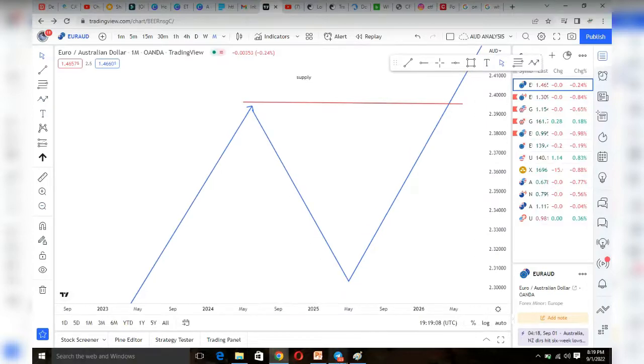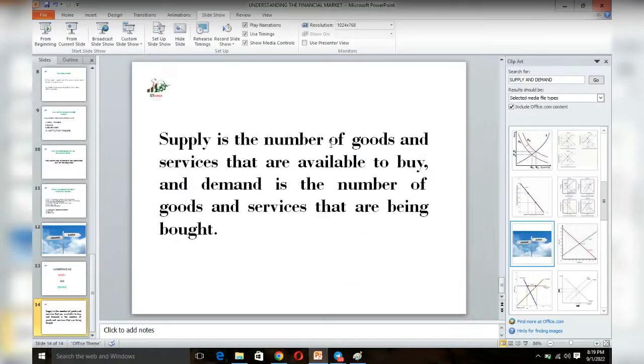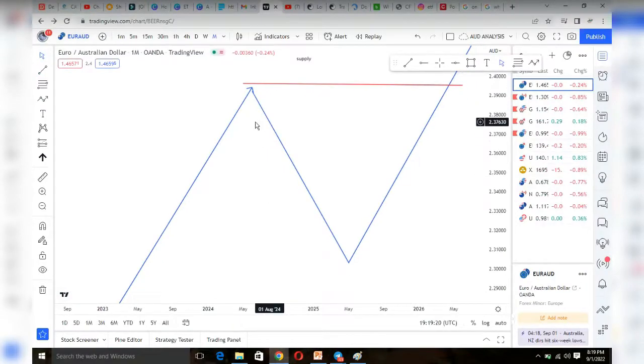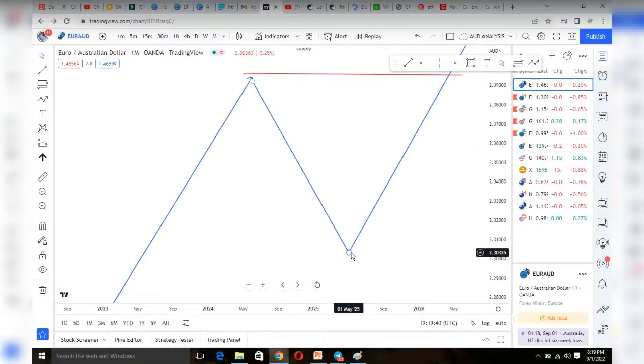So let's go back to the definition. It says supply is the number of goods and services that are available to buy. That means before this can reverse, a lot of people are selling here. There's a lot of goods available to buy, so people start to sell. This place becomes a supply zone where people start to sell to the downside.